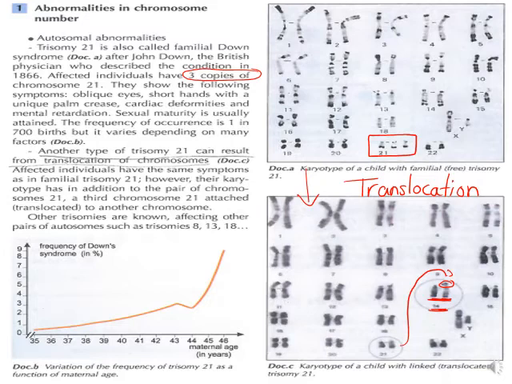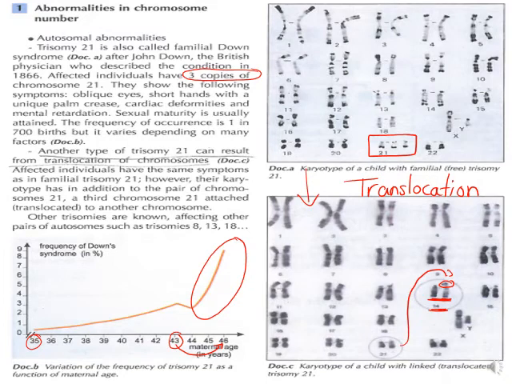Document B shows the variation of the frequency of trisomy 21 as a function of maternal age. As you see, as the age of the mother increases from 35 till about 43, the frequency of Down syndrome increases slightly from 1 to 3%, while as the age increases from 43 to 46, the frequency of Down syndrome increases sharply from 2 to about 9%. So as the maternal age increases, the risk of having children with Down syndrome increases.